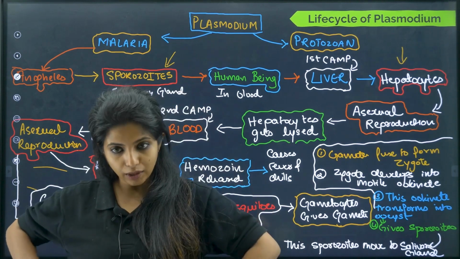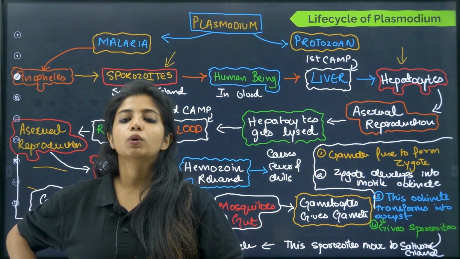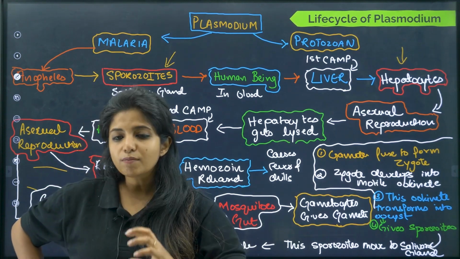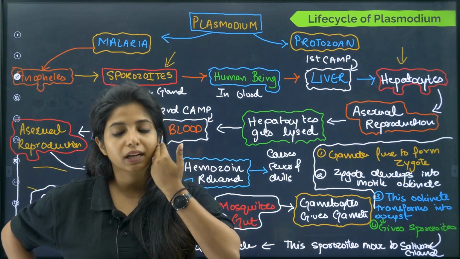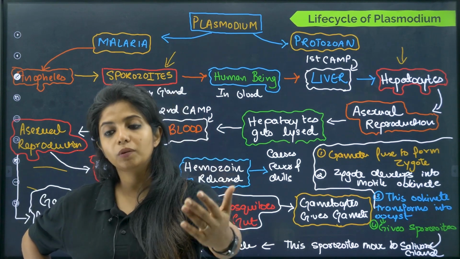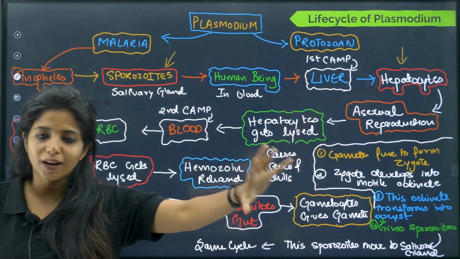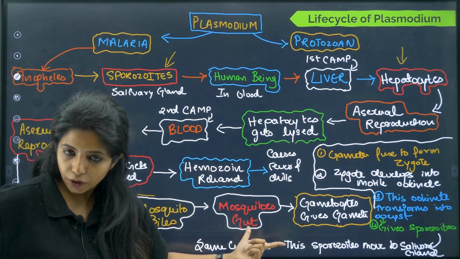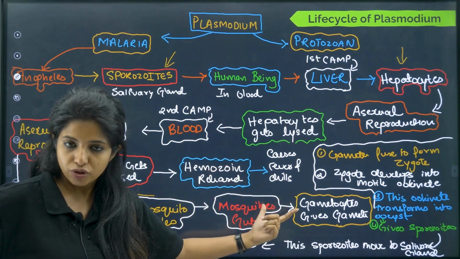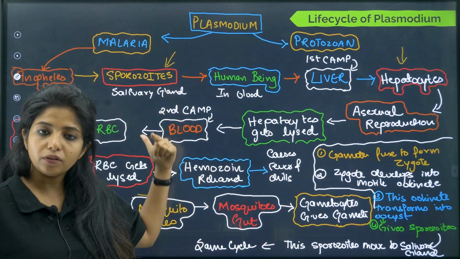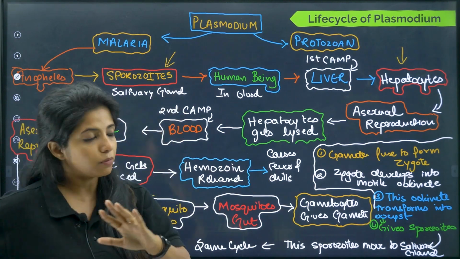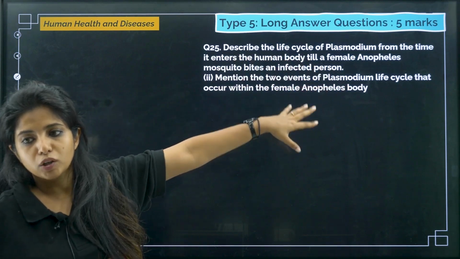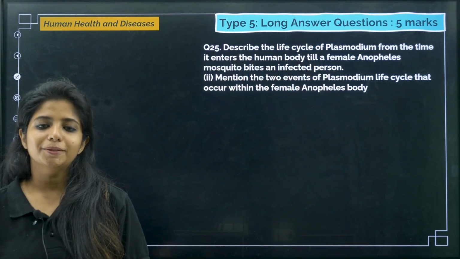Now from my gut, this particular zygote develops into something else and later comes in the sporozoite stage to my salivary glands, and again I go bite another human being, and the same cycle continues again and again. So two events: in the mosquito's gut, the zygote is formed when the gametes fuse. Second, sporozoites are transported to the salivary glands in the mosquito. Rest everything is the same. So that is the life cycle of Plasmodium. I hope you got it.